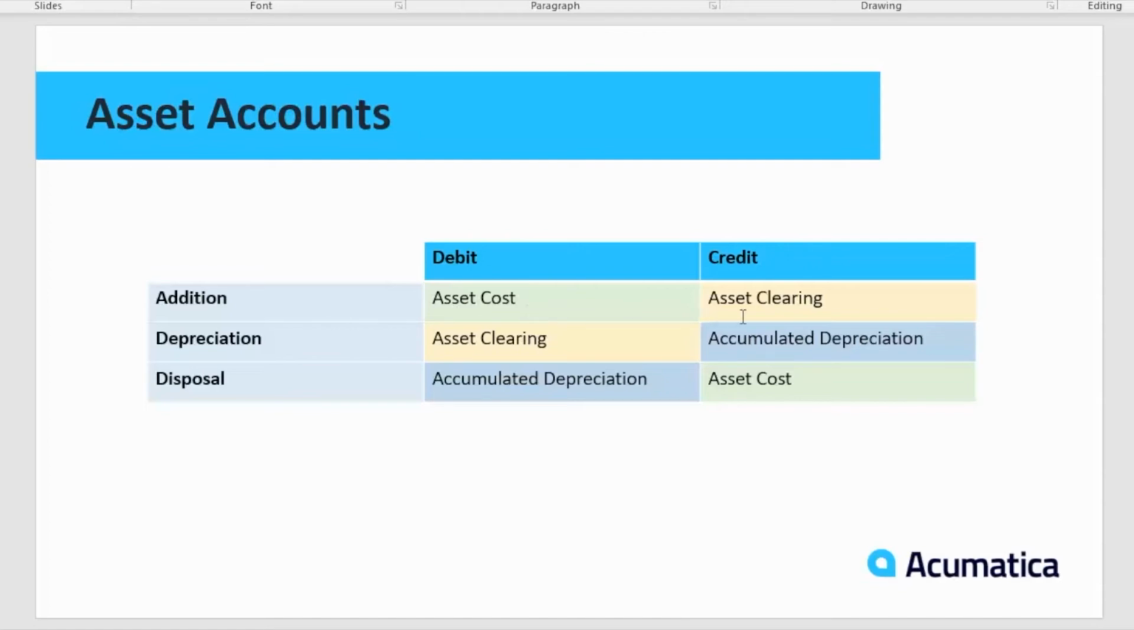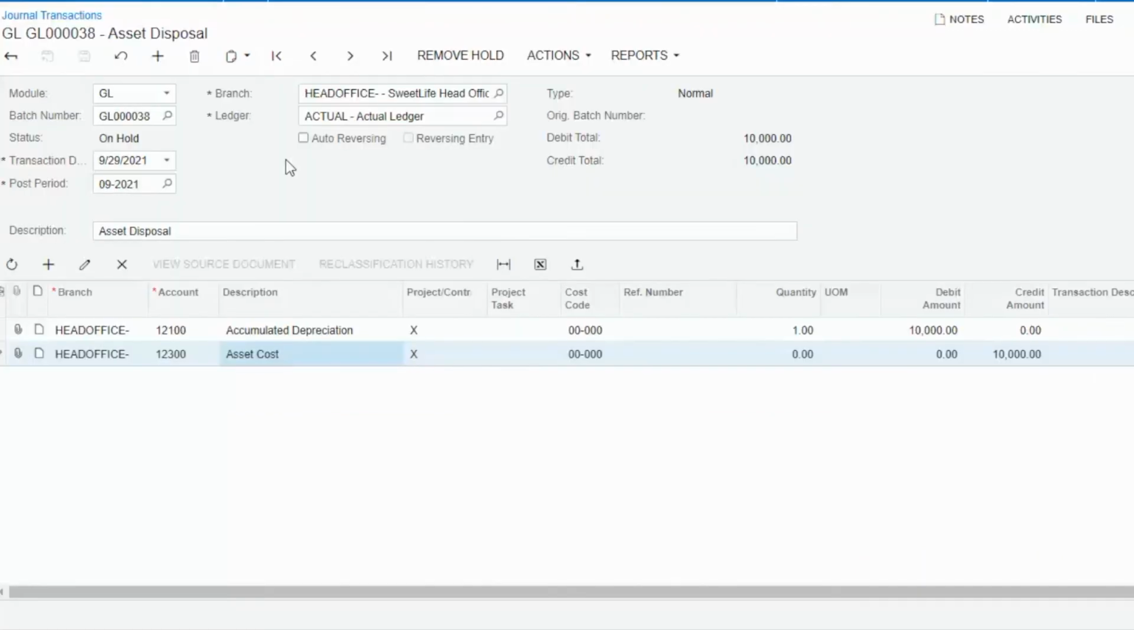Now our last step is the disposal. In this case, we're going to use the accumulated depreciation as a debit, as you can see here, and the asset cost, which is the first account we used, as credit. This step is done only one time and when we are ready to dispose of our asset.